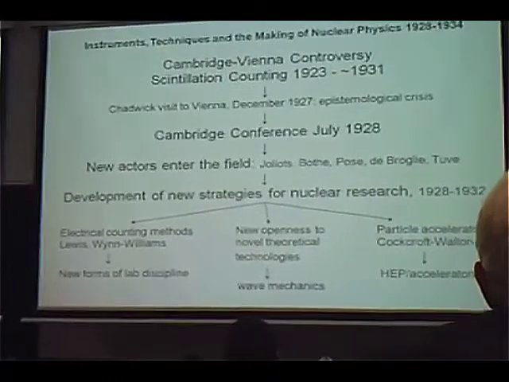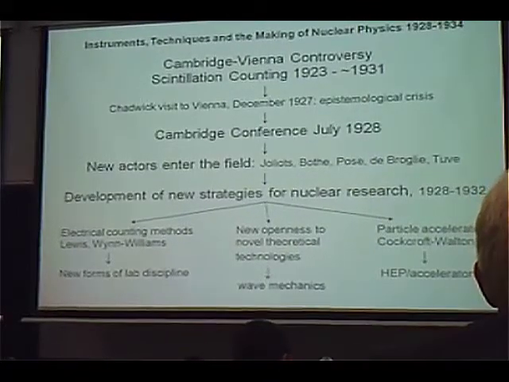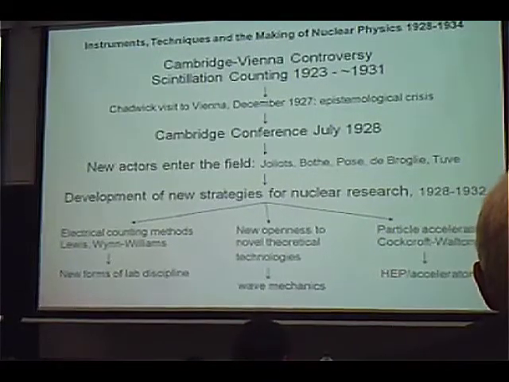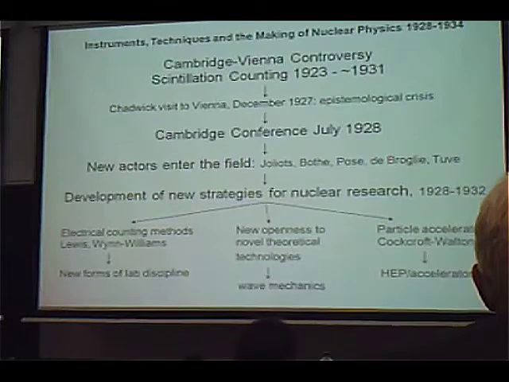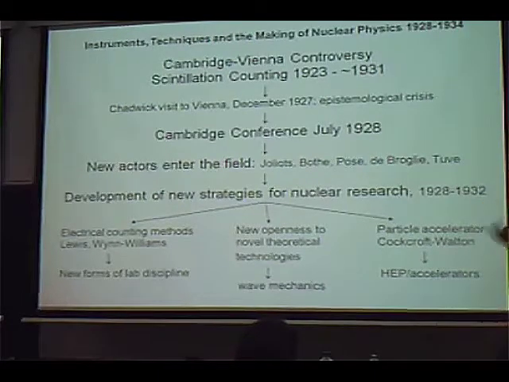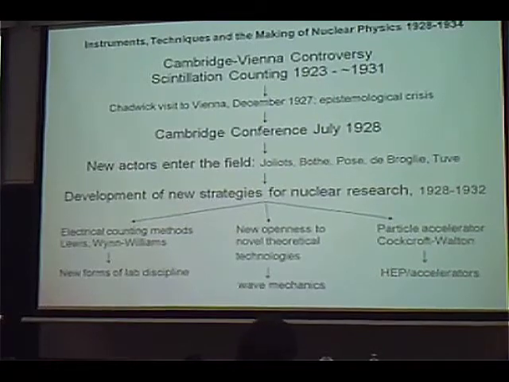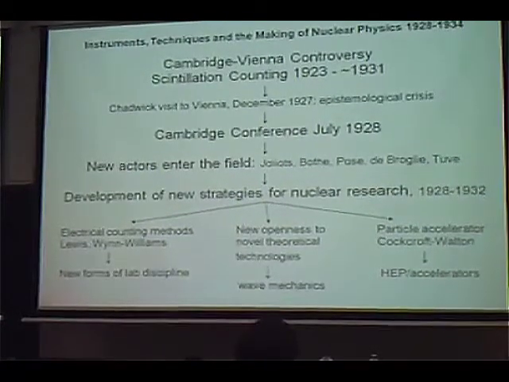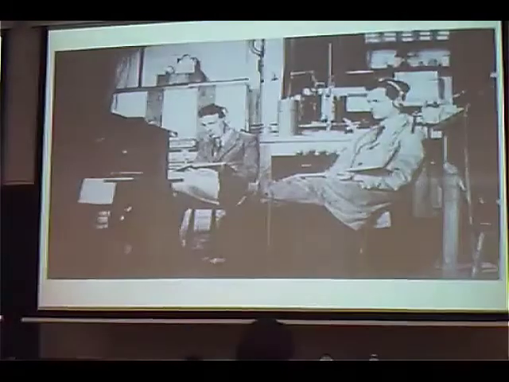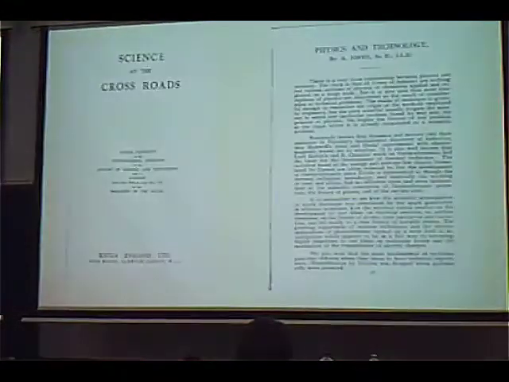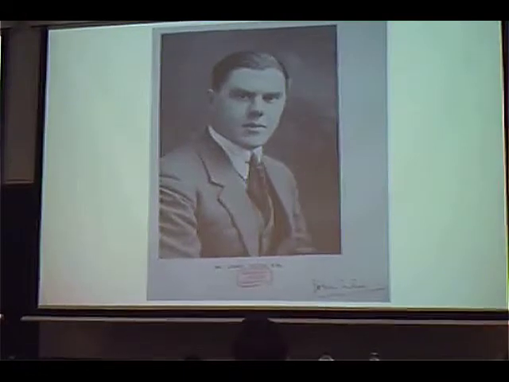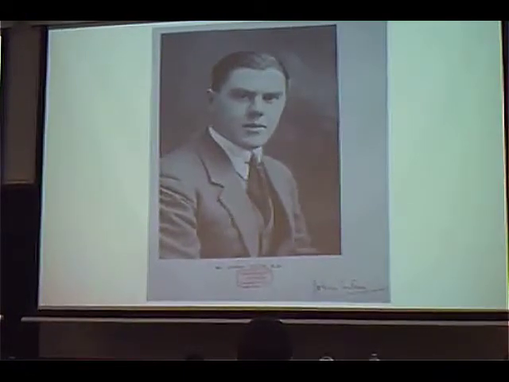All of this brings a new series of actors into emerging nuclear physics. It brings Joliot in Paris, it brings Bothe and Bothe's colleagues from Germany, Louis de Broglie from Paris, Lawrence, and others in the States. All these guys pile into the field in the late 1920s to try and sort out the complexity. This is becoming the field of nuclear physics. Okay, I'm going to go on to then John Tutin and his atom.